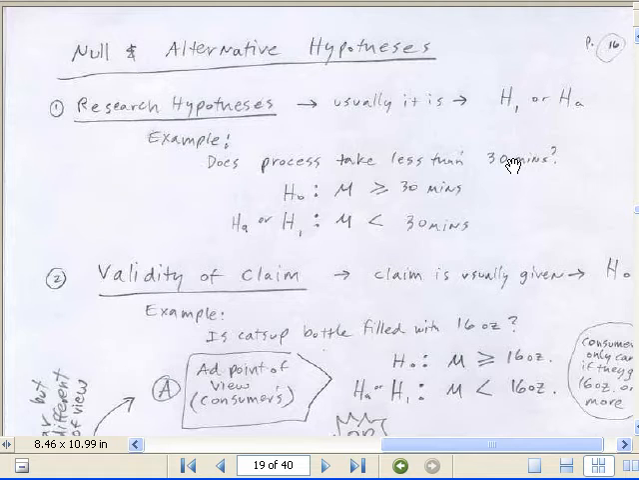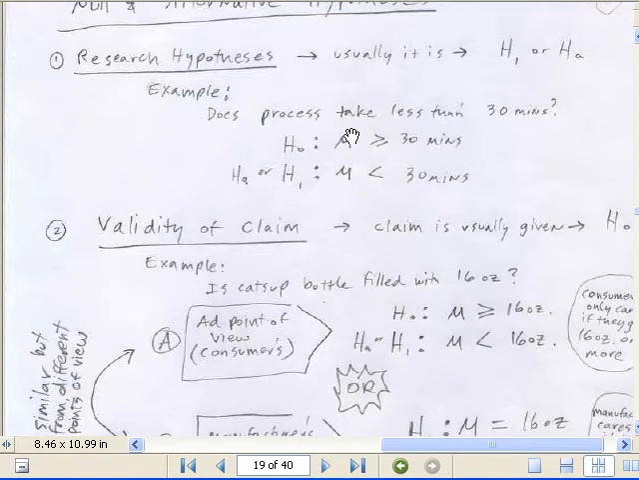So if you had a piece of equipment and the old equipment did 30 minutes and you want to make some improvements, that would be your question. Does the new process take less than 30 minutes? So that would be your alternative. So when you have a research question, it almost always goes to the alternative first, and then you fill this one in second.